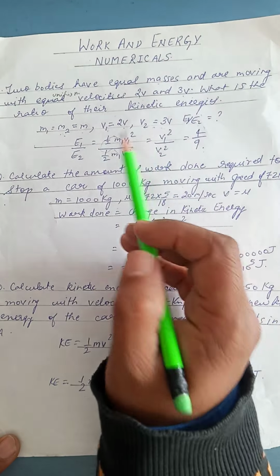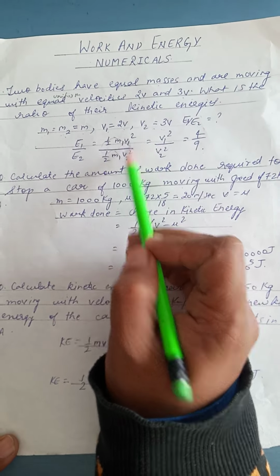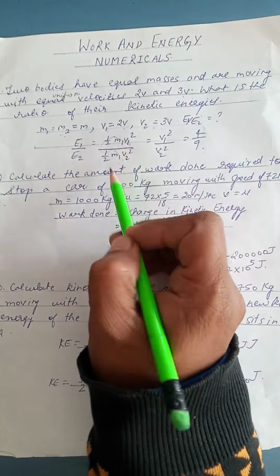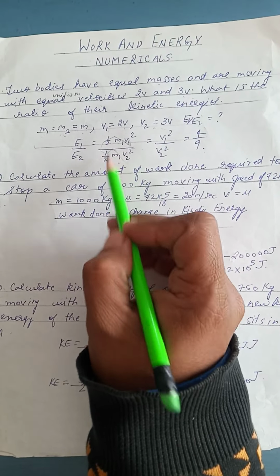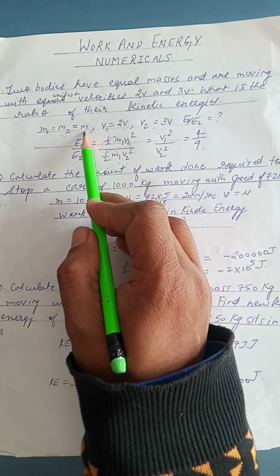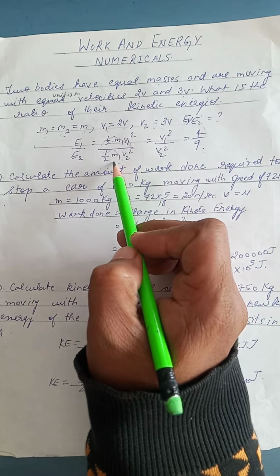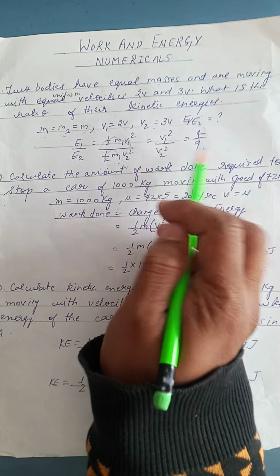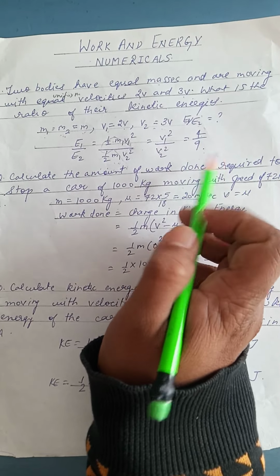Okay, so like this you are supposed to calculate the ratio of the kinetic energy. Now whenever this type of question comes, you are supposed to see which things are common here, so that they will cancel. Like half and half are cancelling here, and m1 and m2 are equivalent to m, so this m and m will also cancel off. Finally this will be left, and when you do the square of it, you will get the value.